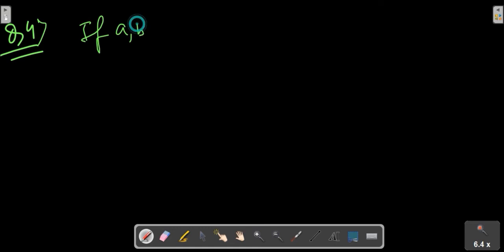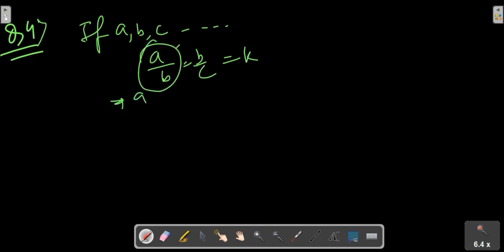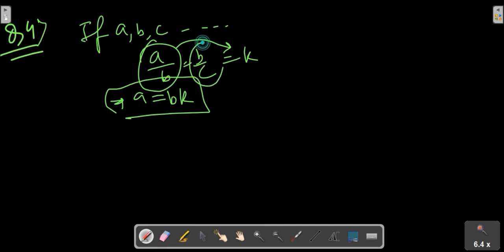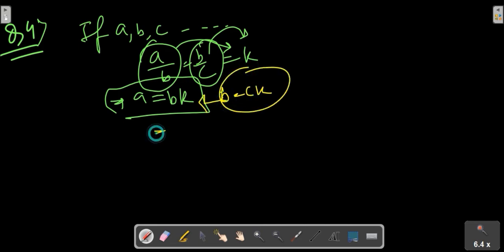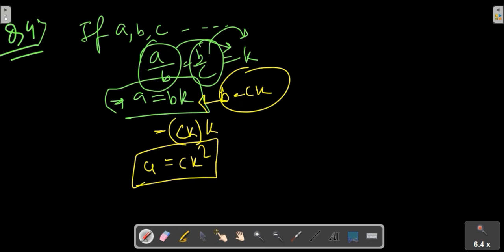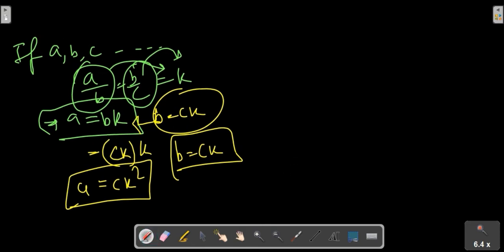if A, B, C are in continued proportion. So if they are in continued proportion, then A by B equals B by C, and if I take it equal to K, so A by B equals K, as we have done so many times, you can now relate it very easily, like A equals BK, because B will be cross multiplied. And if B by C equals K, then you will get B equals CK. Right, students? Now you can put this value of B here also, like A is equal to, in the place of B you put CK, so CK into K, so it would be CK squared. So A equals CK squared, it's the final thing, and B equals CK, and C will be C alone. Anyway, now let's see what is the proof, what we actually need to show.